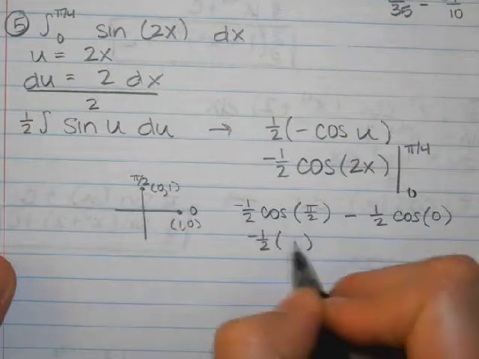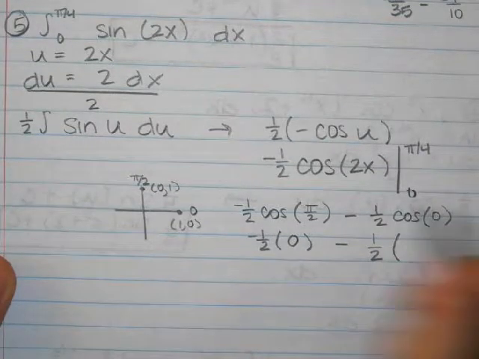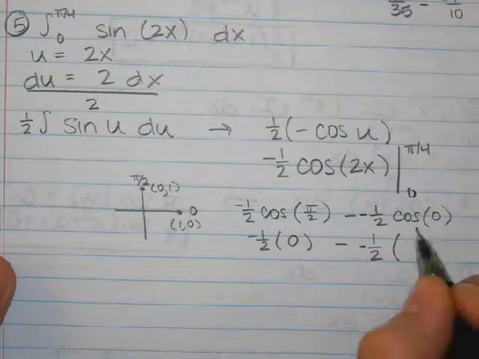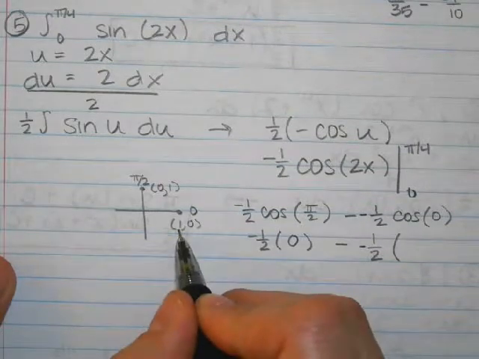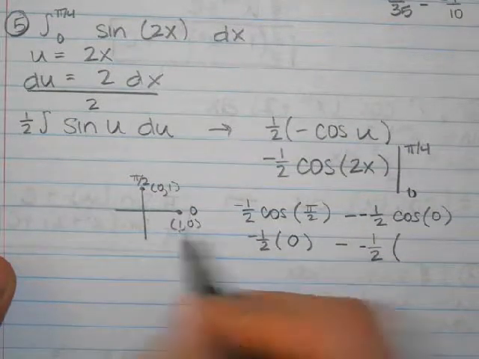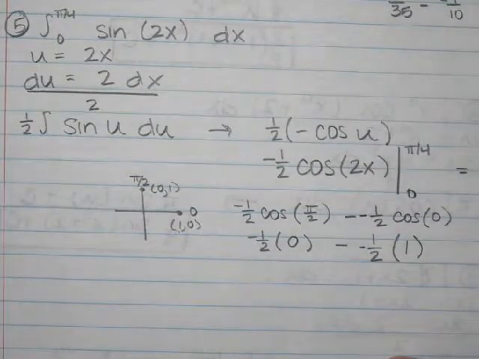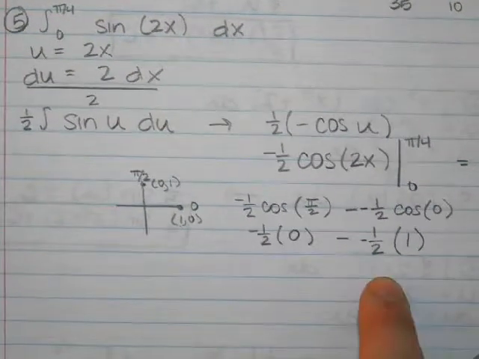The x. So times 0 minus 1/2 times, oh, that should have been a negative 1/2. So minus negative 1/2 times cos of 0, which is 1. And so what does that end up equaling? This is 0, and minus minus negative 1/2 times 1 equals 1/2. Good.